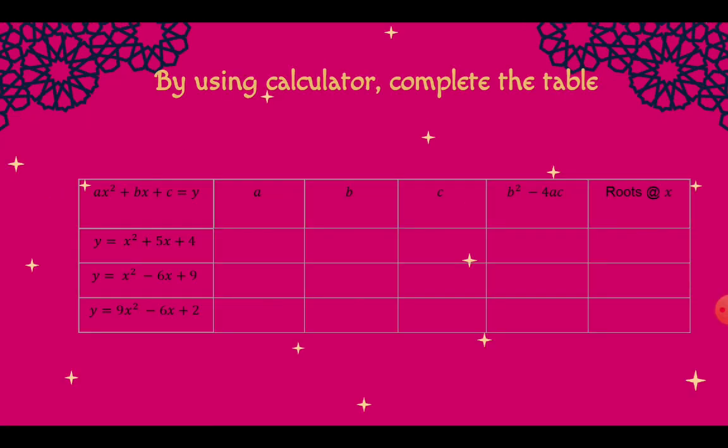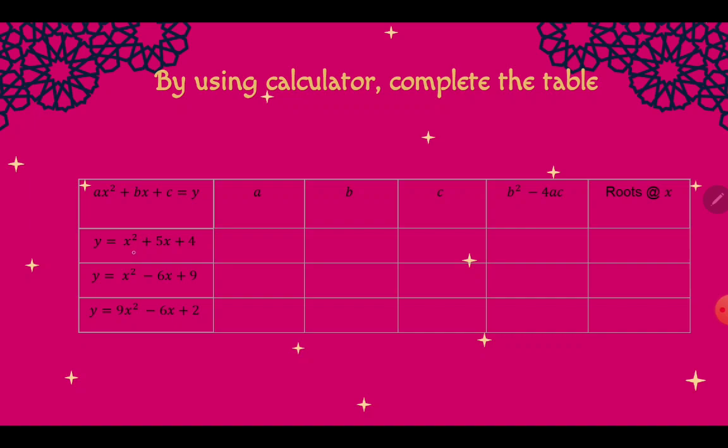You are given a table. We need to complete this table by using a calculator. Let's complete it together. For the first algebraic expression, we have y equals x squared plus 5x plus 4, in which we know that the general form for a quadratic expression is y equals ax squared plus bx plus c.